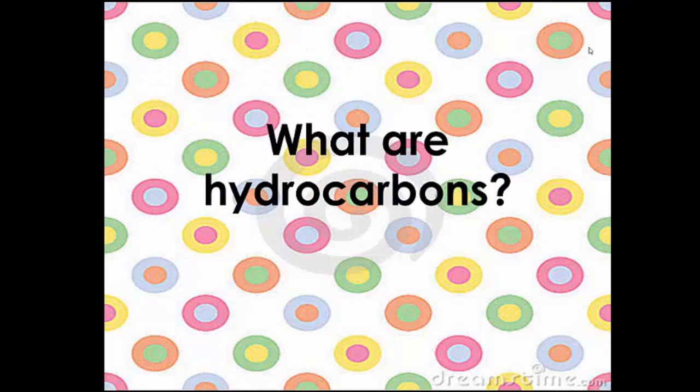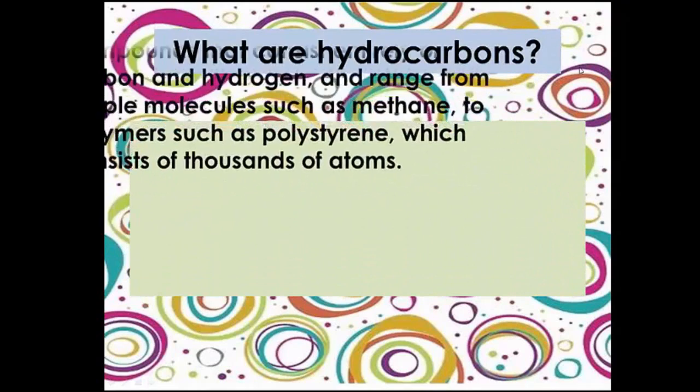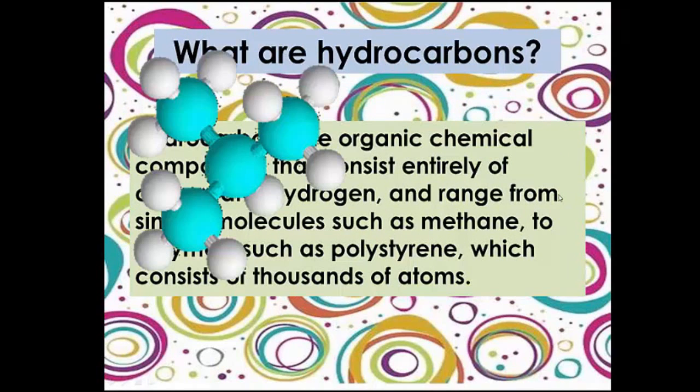What are hydrocarbons? Hydrocarbons are organic chemical compounds that consist entirely of carbon and hydrogen and range from simple molecules such as methane to polymers such as polystyrene, which consists of thousands of atoms. These are examples of hydrocarbons.